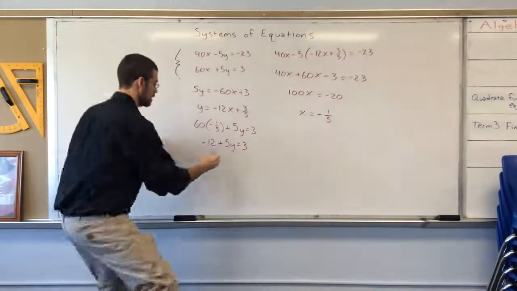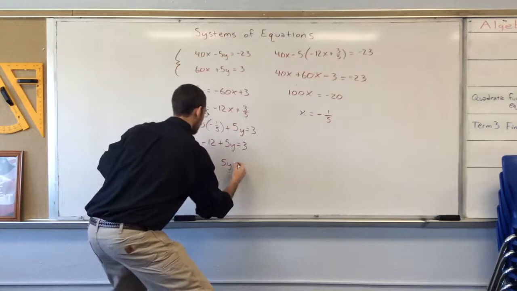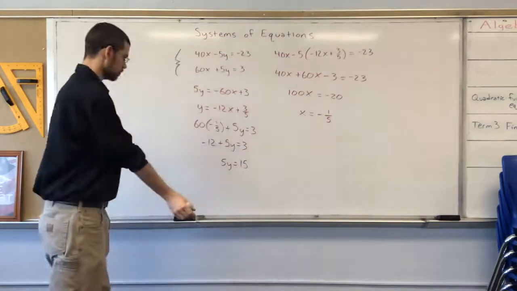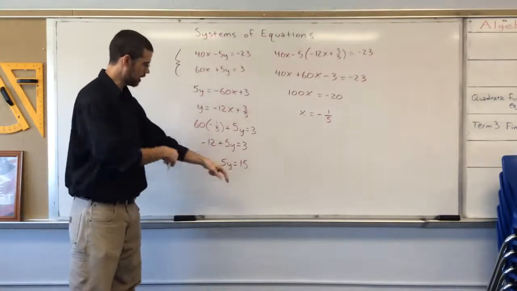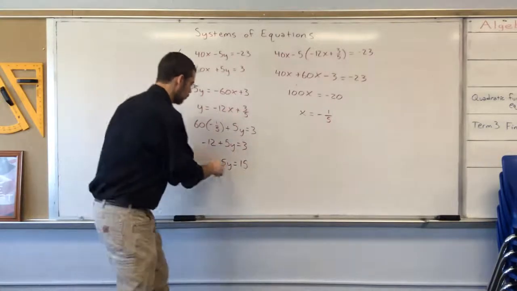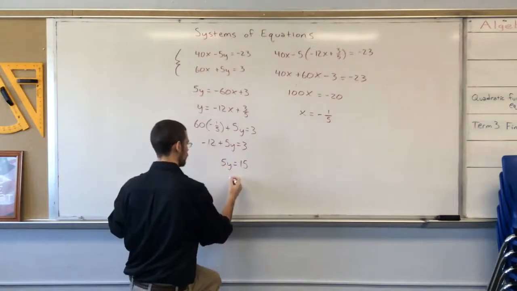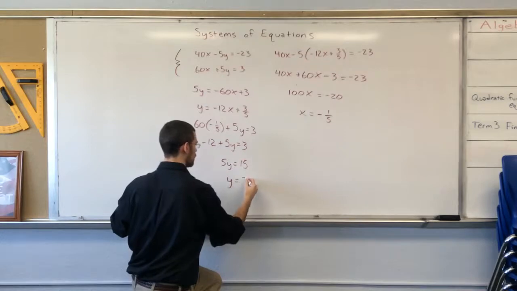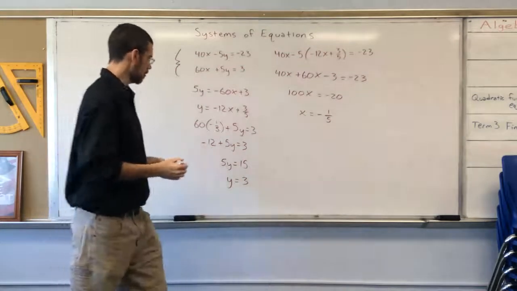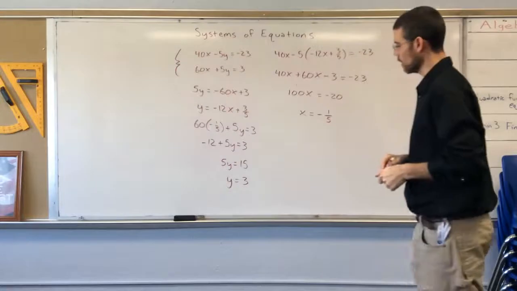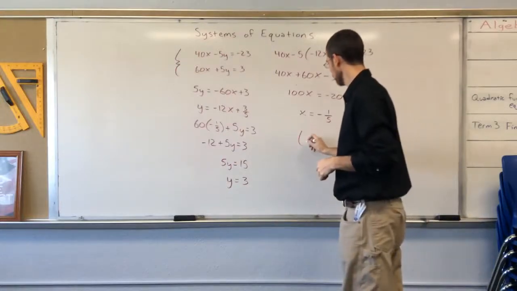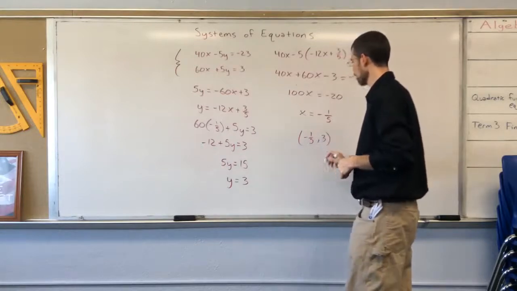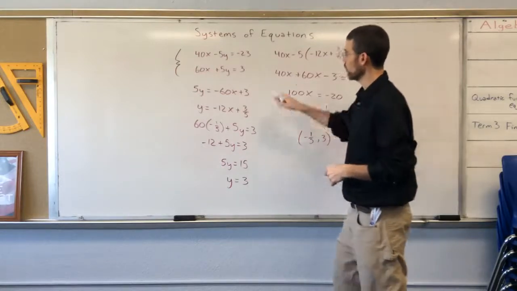Add 12 to both sides, and we get 5y equals 15. And if we divide 5y by 5, we get y. 15 divided by 5 is 3. So, if we did that right, our solution should be negative 1/5, 3. We should confirm that in both of these.